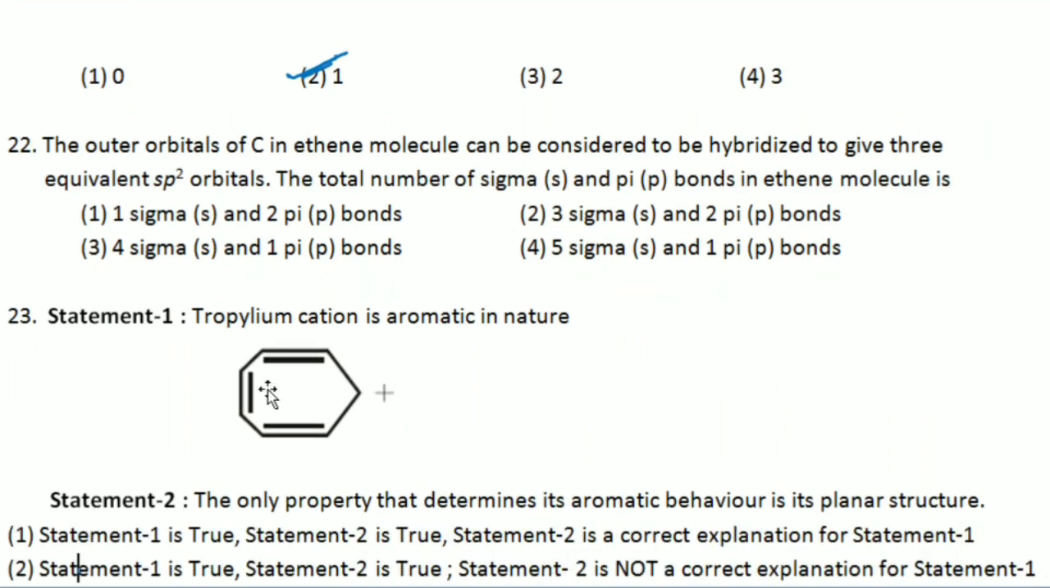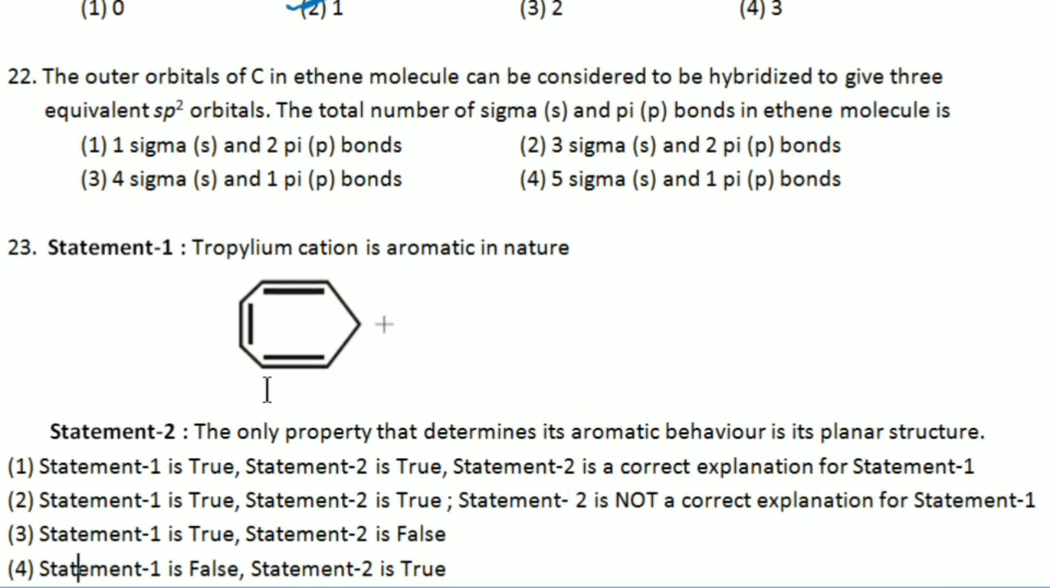Question 22 is a very simple question, but they will confuse you by giving some statement. In NEET such questions will happen. Outer orbitals of carbon in ethene form sp2 hybridization. Total number of sigma and pi bonds. Very simple question actually. So CH2 double bond CH2, ethene, they are asking. So number of sigma bonds here 2 sigma, and in the middle 1 sigma and 1 pi. So 5 sigma and 1 pi is the answer. 22nd question answer is 4.